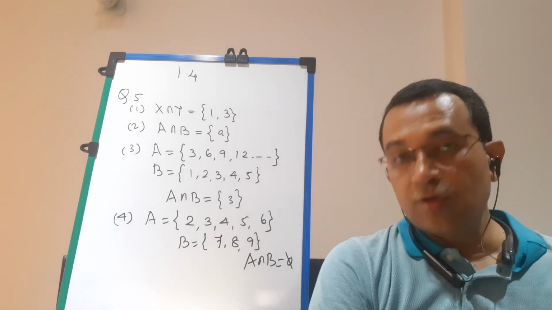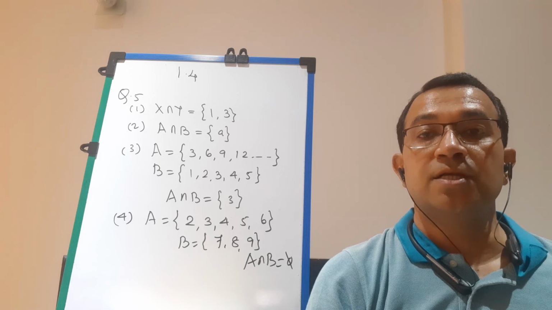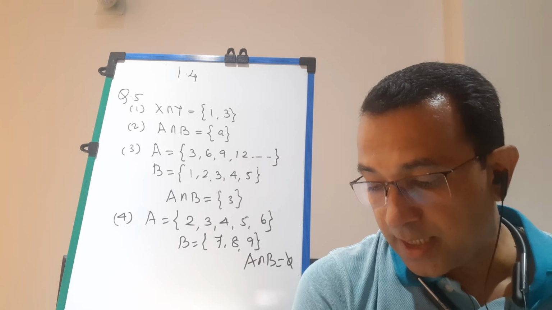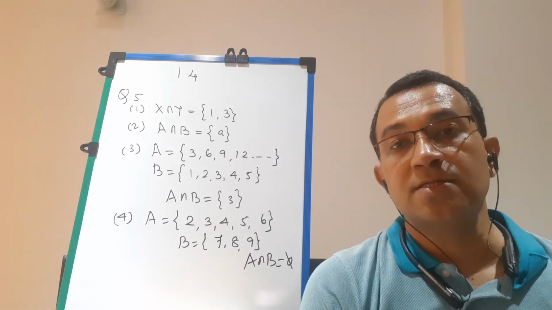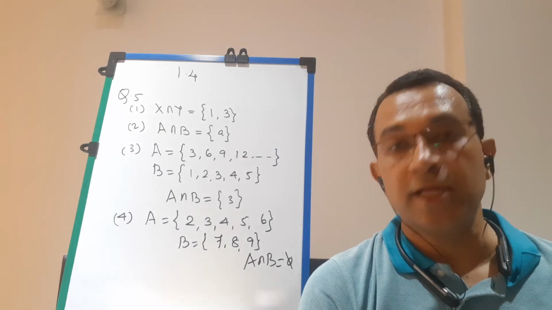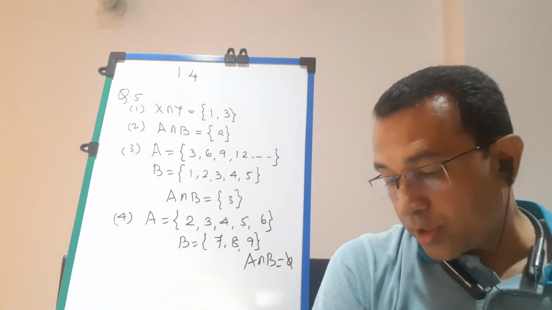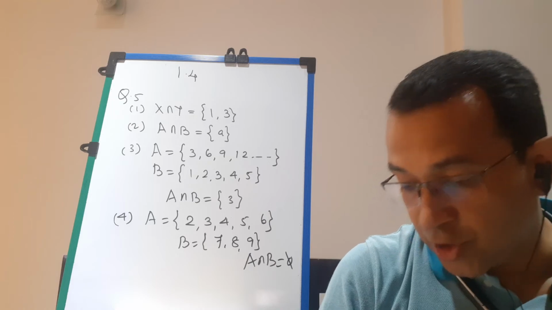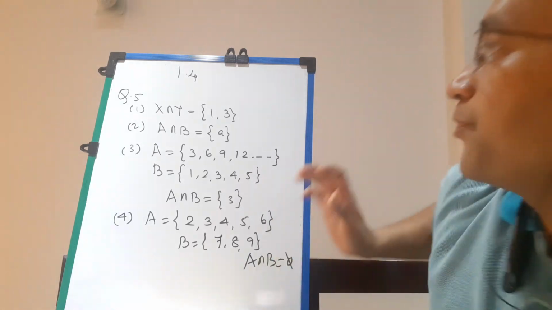And fifth, we can do orally. A is the set 1, 2, 3 and B is the null set, so A intersection null set will be definitely the null set. And if it was union, then A union null set will be definitely equal to A.